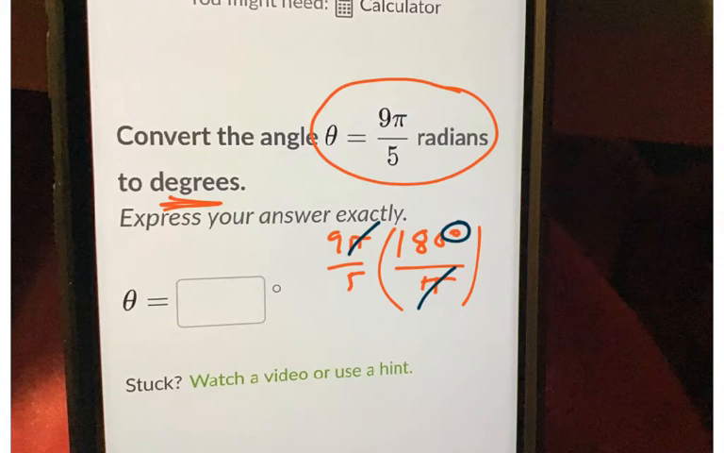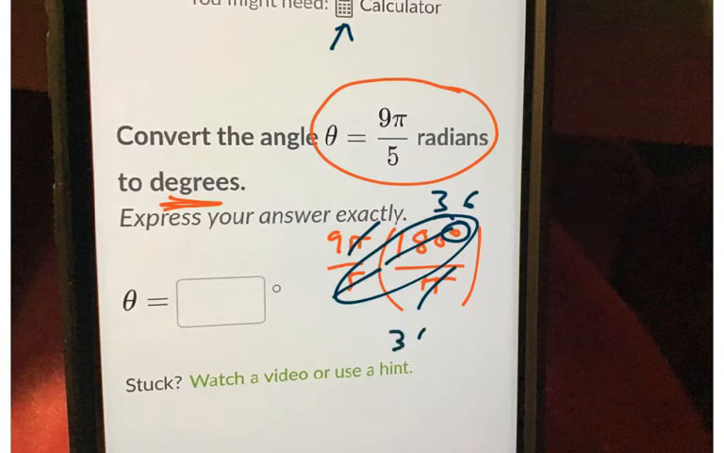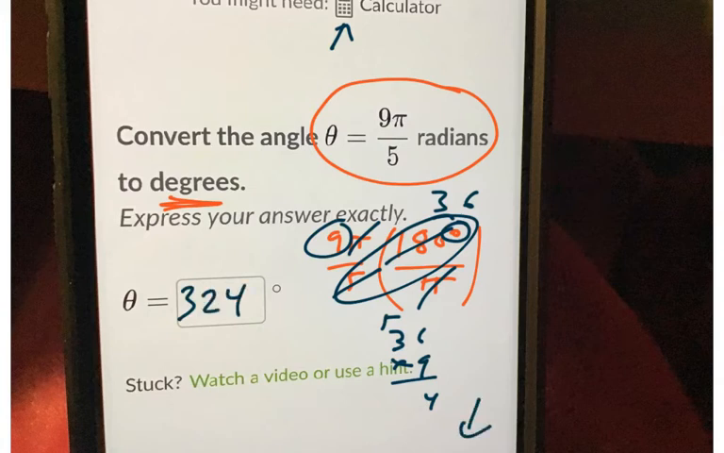Now, I didn't have a calculator available. You're able to, however, click on this if you're on a computer or tablet, but all I did was I decided, you know what, I'm just going to take 180 divided by 5 first. I could divide by 5 like that, and I get 36. 180 divided by 5 is 36. So 36 times 9, that's that right there. 54 carried to 5 is 324 degrees. I click the check button below. Bingo, I got it right.